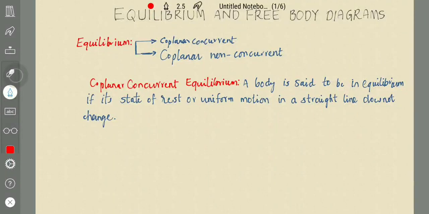Hi everyone. In the last lecture we discussed the basics of mechanics, engineering mechanics. And in today's lecture let us see what is equilibrium and what is a free body diagram.